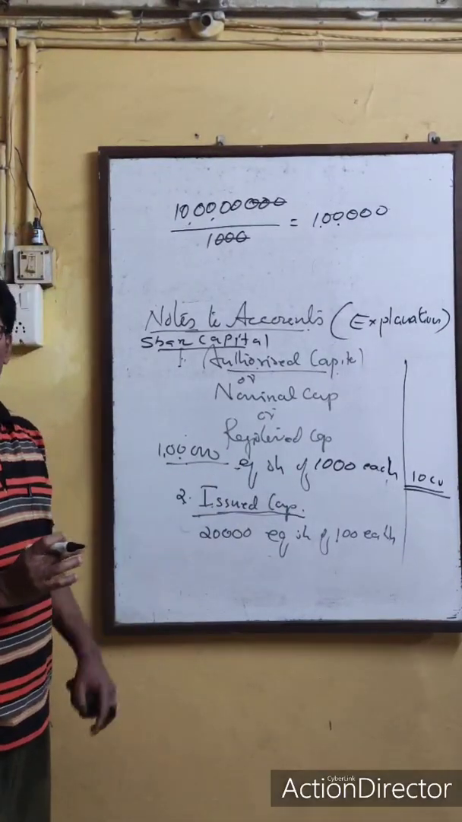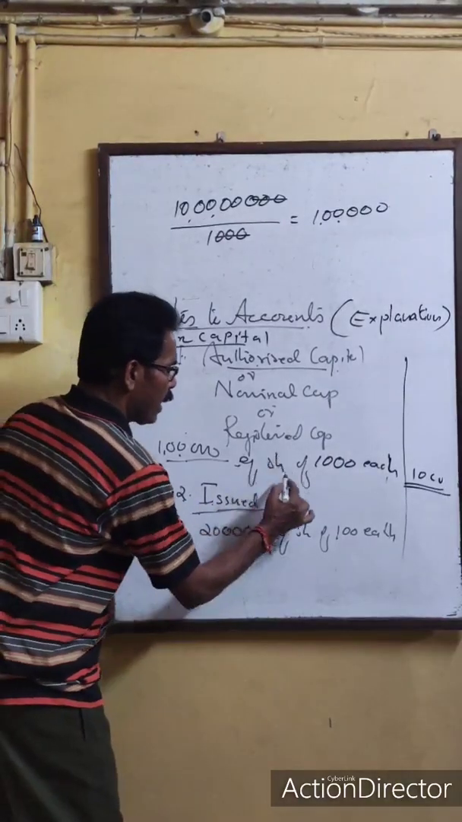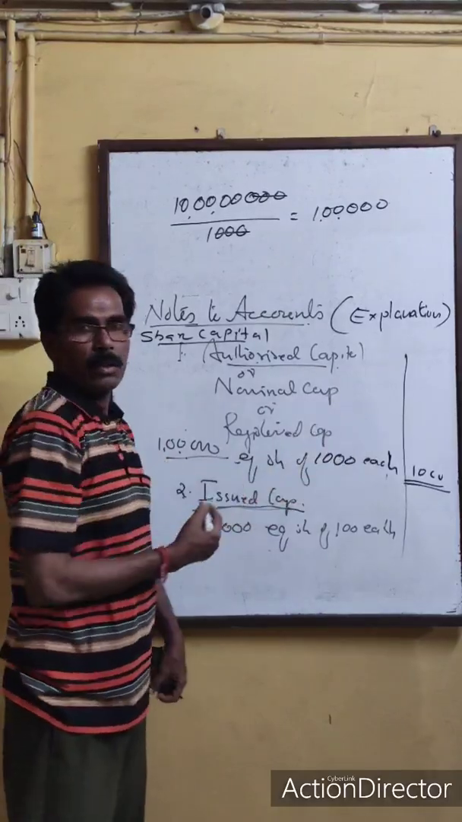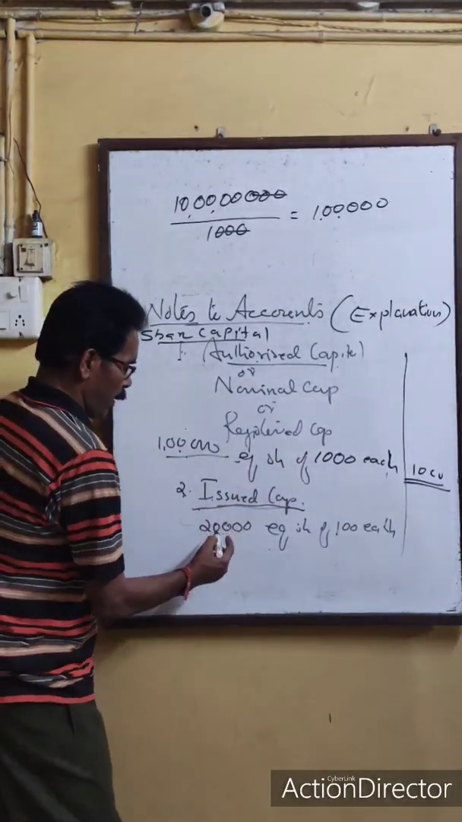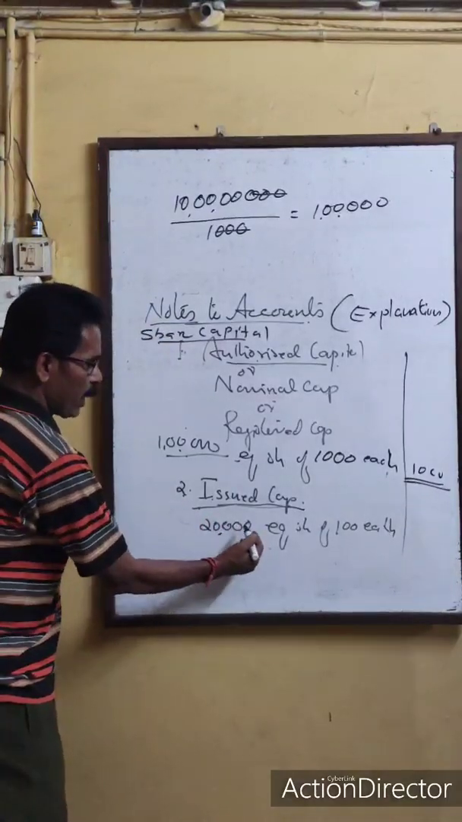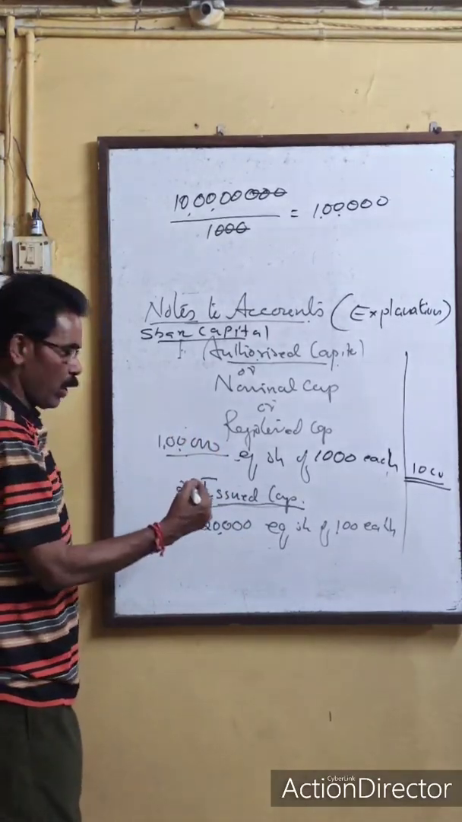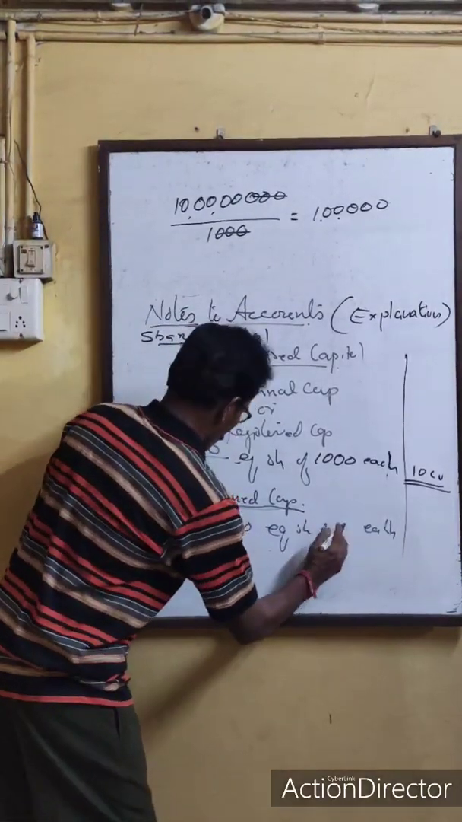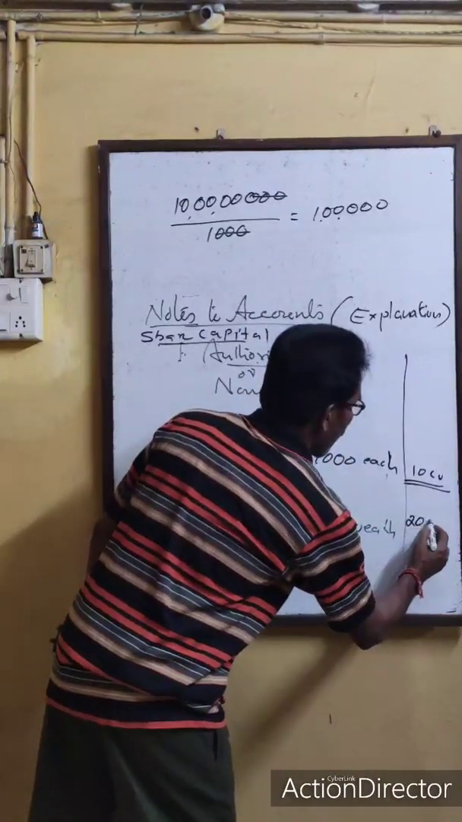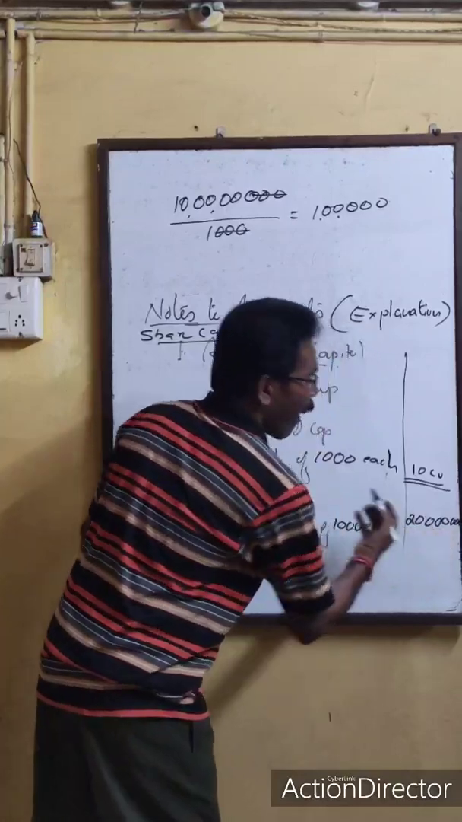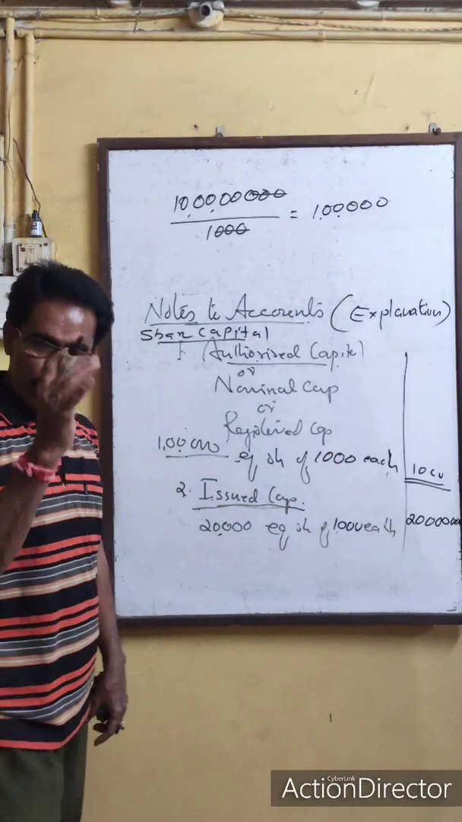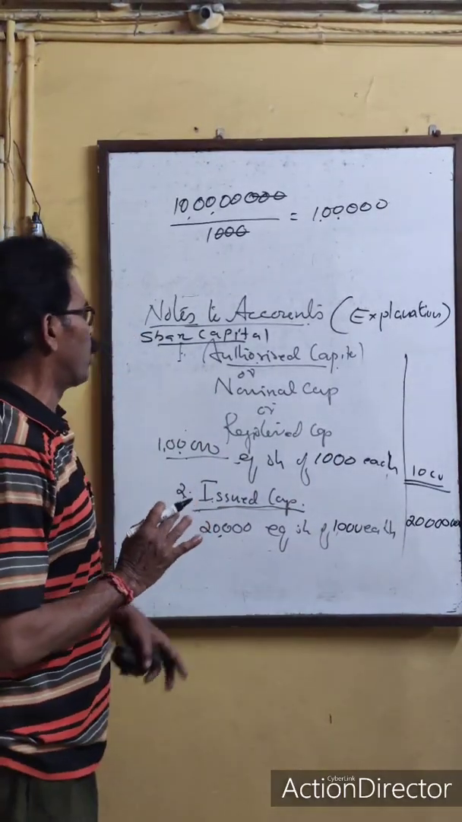Secondly, issued capital. Issued capital means the shares issued to the public and the amount going to be collected. In the previous video I told you about 20,000 shares. Suppose the company, in the initial stage, is going to issue 20,000 shares of 1000 each. So the total amount will be shown here. That is the issued capital. This much I have explained. I think you remember it.